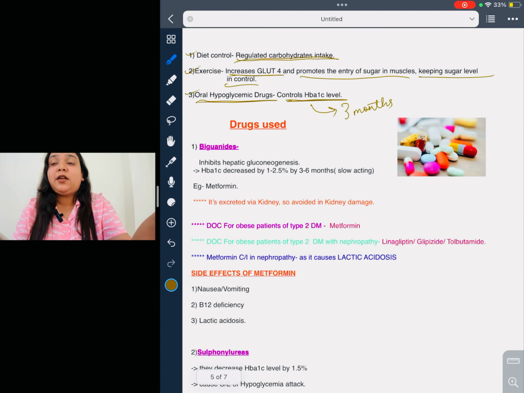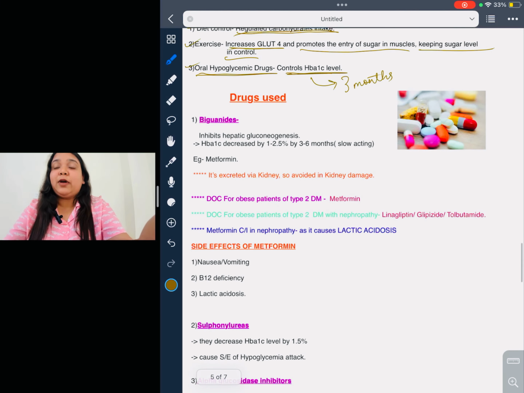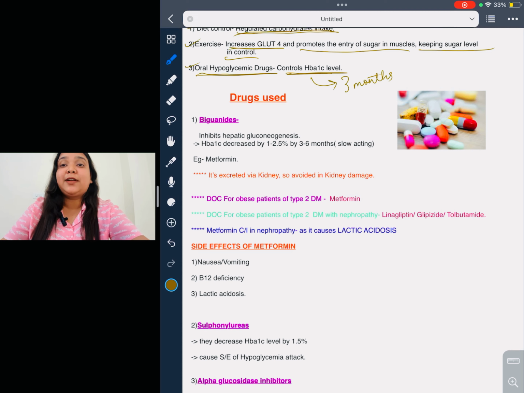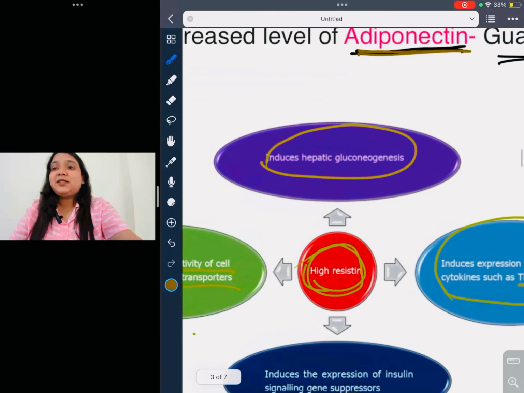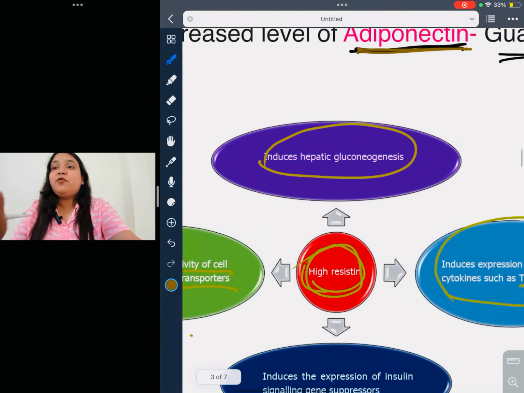Now we have to start with the drugs used in diabetes. The first thing you have to listen to over here is the class of drugs called biguanides. Now what do these biguanides actually do? They inhibit hepatic gluconeogenesis, the formation of glucose in the liver. If you remember, resistin was inducing hepatic gluconeogenesis. For the treatment, biguanides decrease the hepatic gluconeogenesis in the patient. They decrease the HbA1c level by 1 to 2.5% in 3 to 6 months, but they are slow acting.